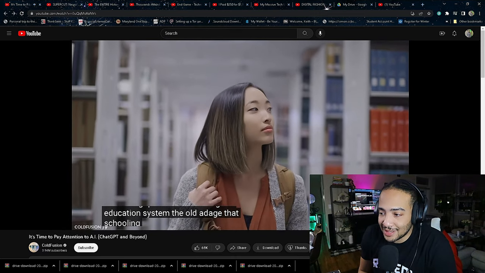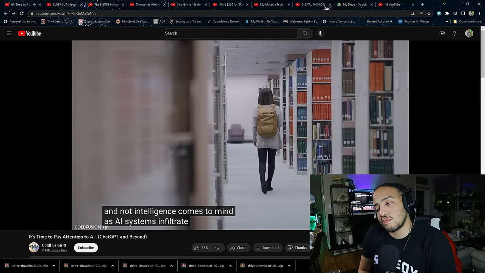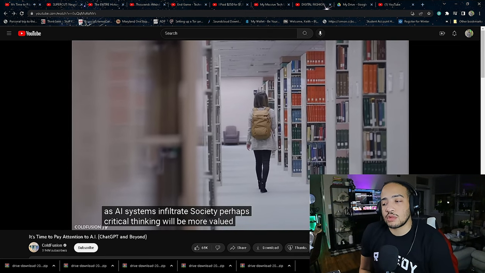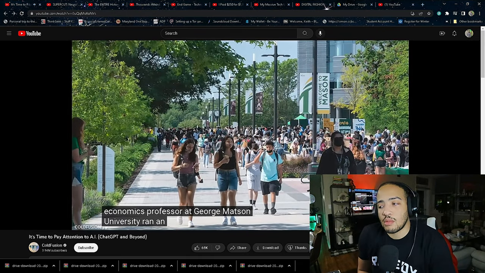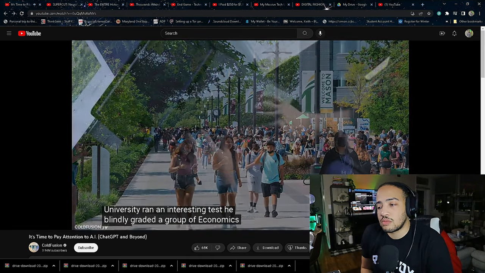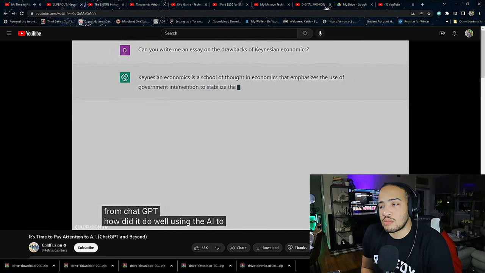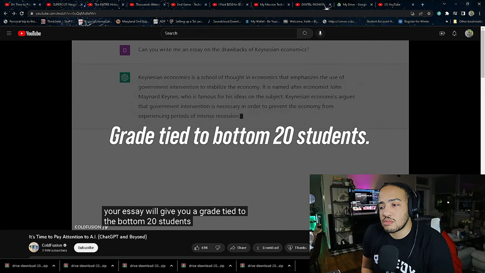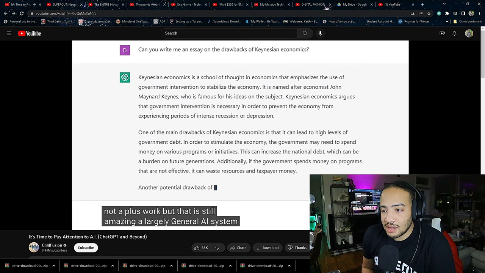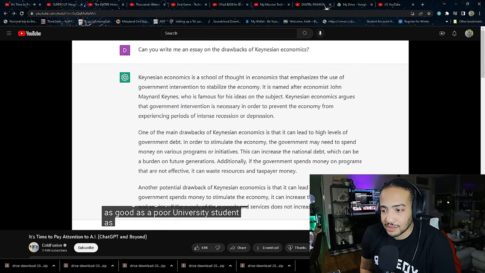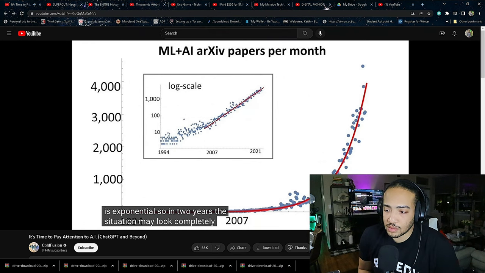The old adage that schooling is largely a test for memory and not intelligence comes to mind. As AI systems infiltrate society, perhaps critical thinking will be more valued. If it's any consolation, Robert Hansen, an economics professor at George Mason University, ran an interesting test. He blindly graded a group of economics essays, one of which was the raw output from ChatGPT. How did it do? Using the AI to write your essay will give you a grade tied to the bottom 20 students in his class. So not A+ work, but that is still amazing. A largely general AI system is as good as a poor university student. As I've said so many times, AI progress is exponential, so in 2 years, the situation may look completely different.